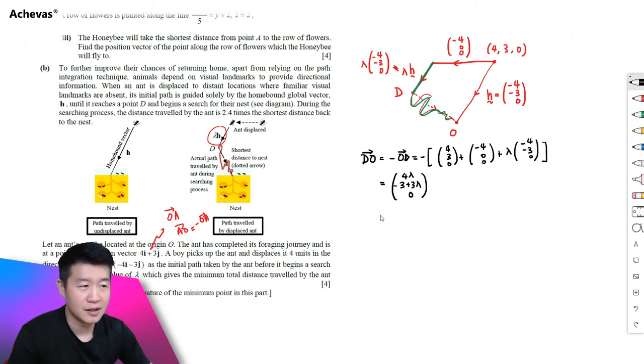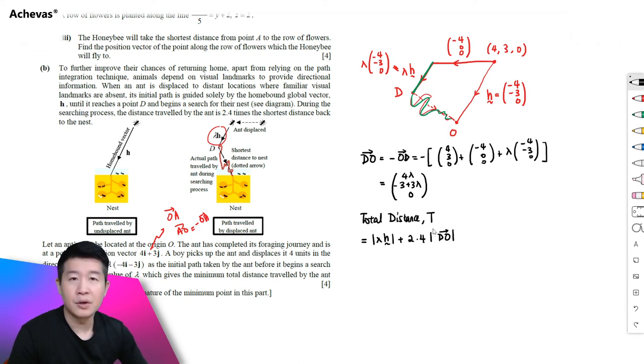Okay, so for the total distance, let me go for t, for example. So the total distance will be this distance, which is modulus of lambda h, then plus 2.4 of modulus of DO. Okay, this is going to be the total distance that the ant will take to go back to the nest.